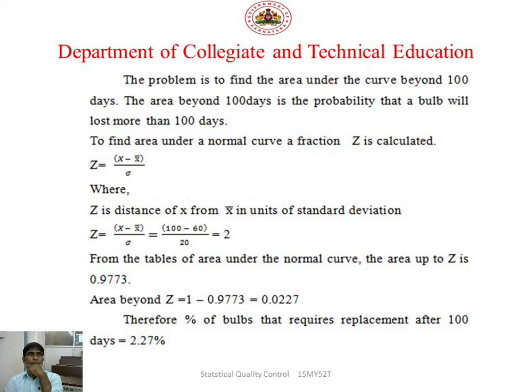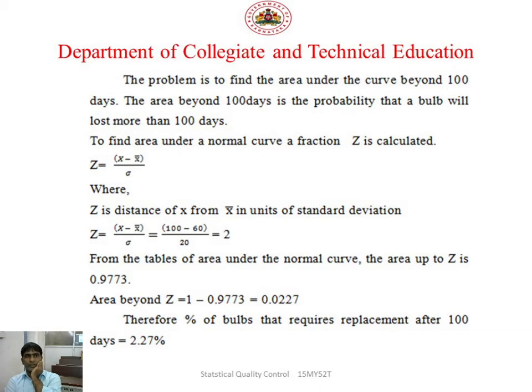To find the area under the normal curve, the fraction z is to be calculated. z is equal to x minus x bar divided by sigma, where z is the distance of x from x bar in units of standard deviation. So x he has given as 100 days, that is the condition. The mean he has given as 60 days and sigma as 20. So the z value is 2.